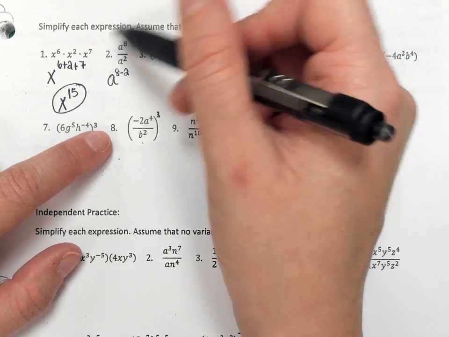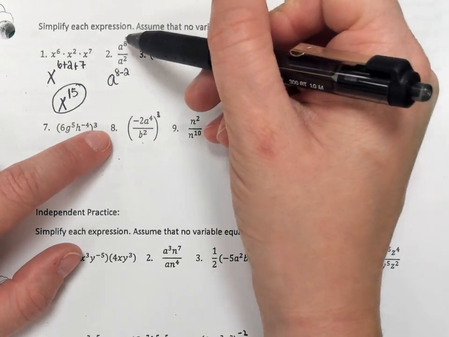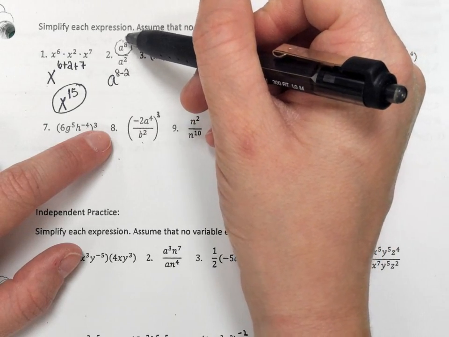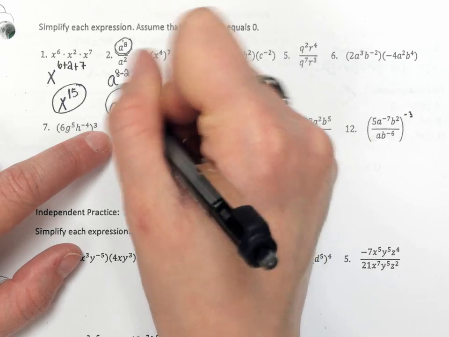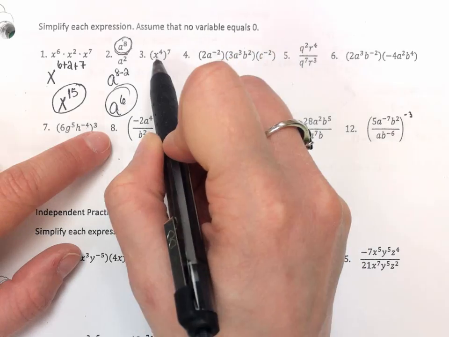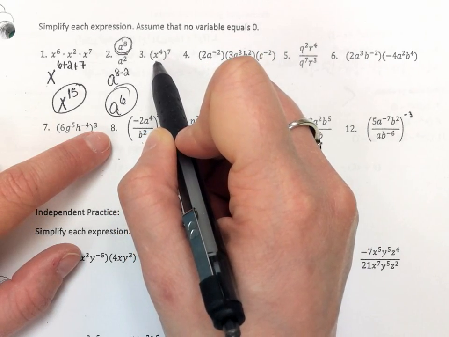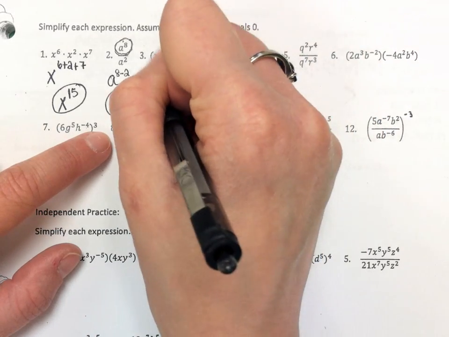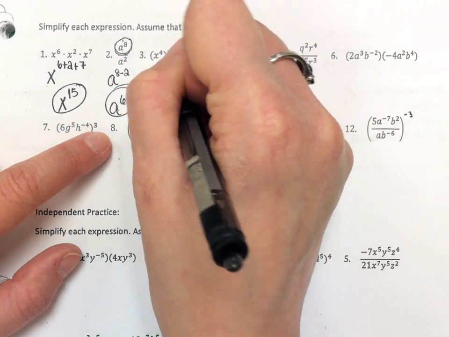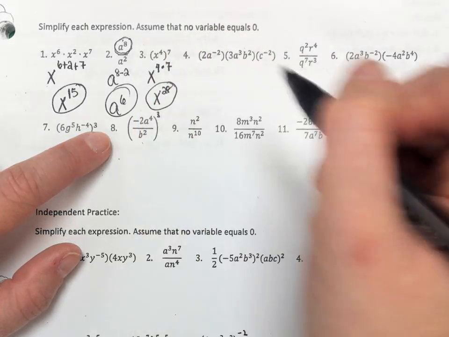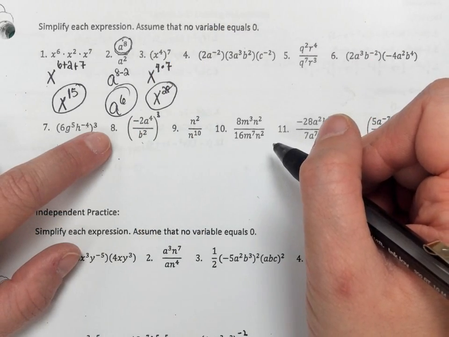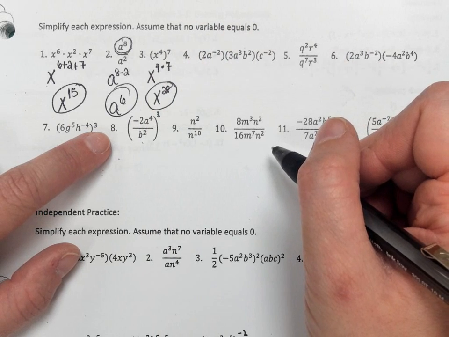All right, where are we at? What's 8 minus 2? 6. And where's it go? On the A, where the biggest exponent was, on the top. Okay, what about number 3? How many x's do you see right here? 1. So you're going to say 4 times 7. What's 4 times 7? 28. So it's x to the 28.